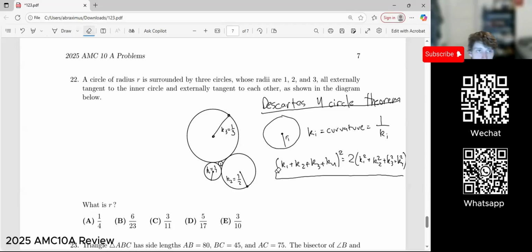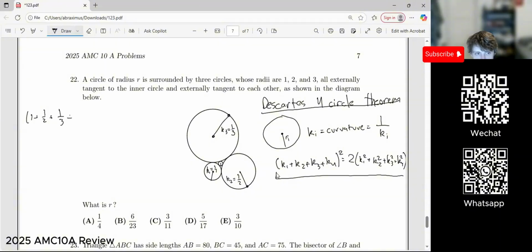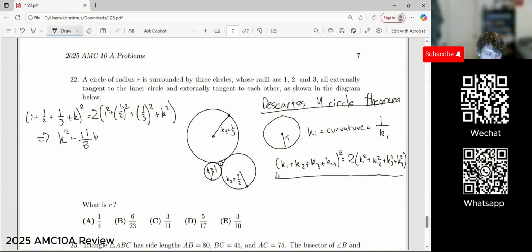So we can just plug all this into our equation. We have 1 plus 1/2 plus 1/3 plus k squared is equal to 2 times (1 squared plus 1/2 squared plus 1/3 squared plus k squared). If we do that and rearrange it, we get the equation k squared minus 11/3 k minus 23 over 36 is equal to 0. And so that means that k is equal to 23 over 6 or minus 1 over 6.